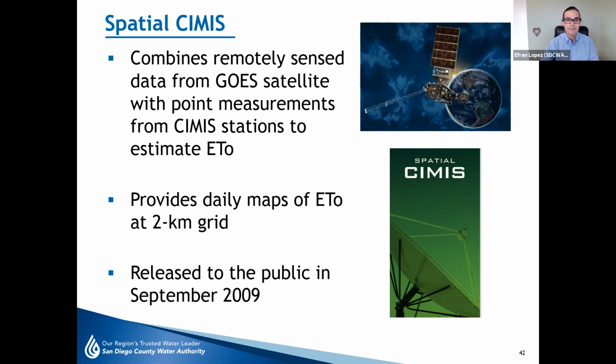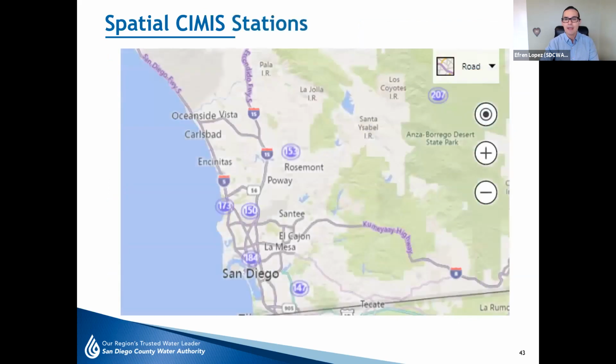Next slide, please. This is a map that I just downloaded from the CIMIS website. It shows the stations that are around the county. We have stations 173, 10, 147, 184, and 153. So we have a pretty good number of stations here in San Diego County.